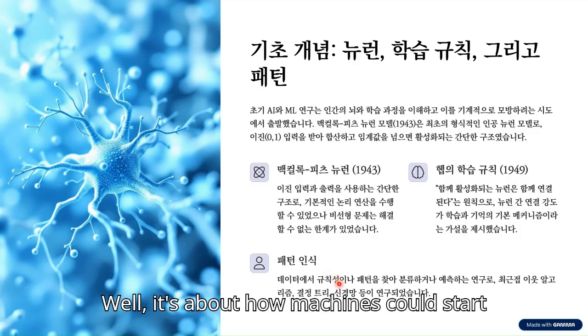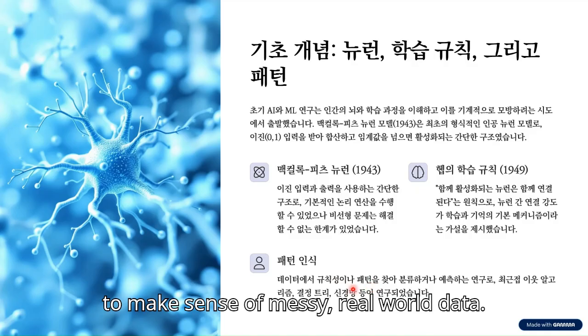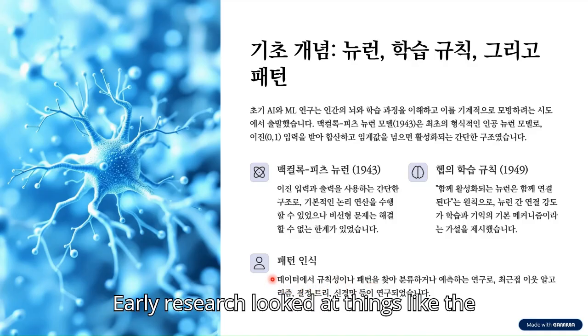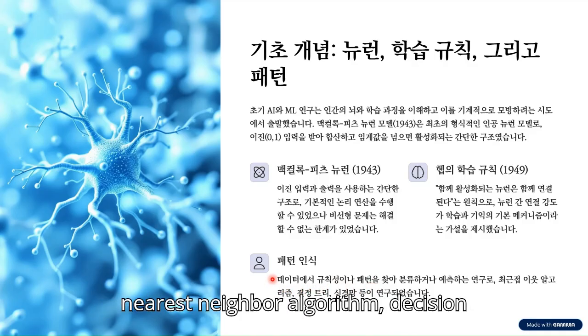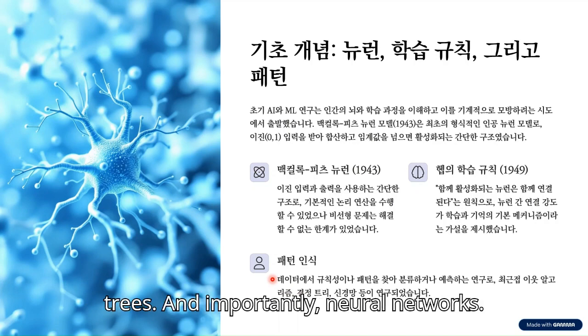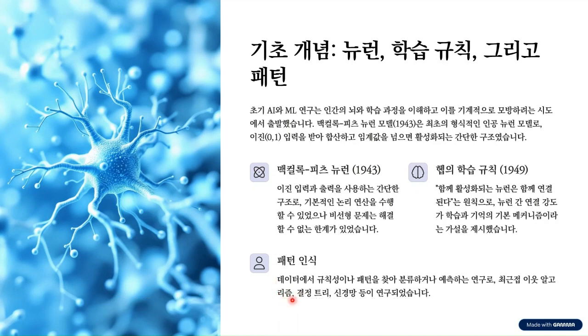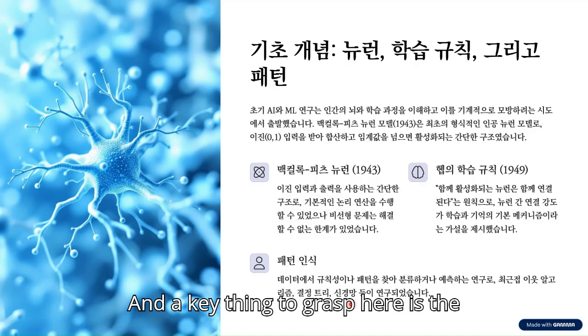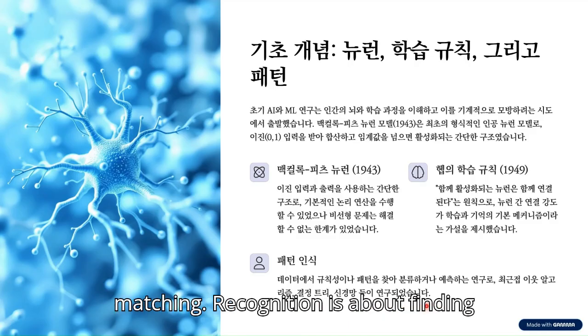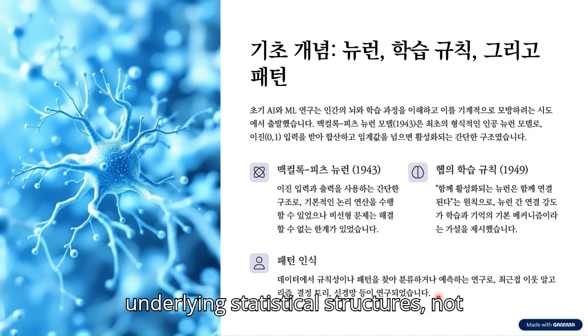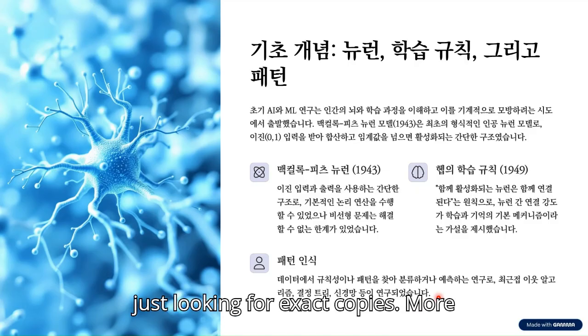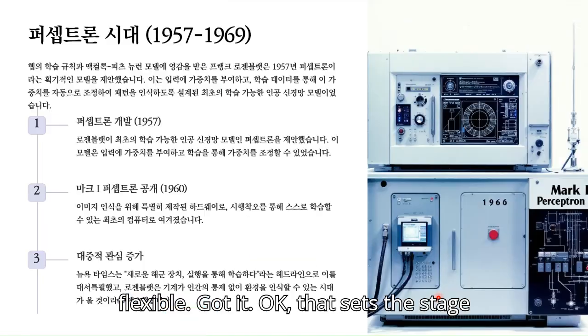Well, it's about how machines could start to make sense of messy real-world data. Early research looked at things like the nearest neighbor algorithm, decision trees, and, importantly, neural networks. And a key thing to grasp here is the difference from just simple pattern matching. Recognition is about finding underlying statistical structures, not just looking for exact copies, more flexible. Got it. Okay, that sets the stage nicely.